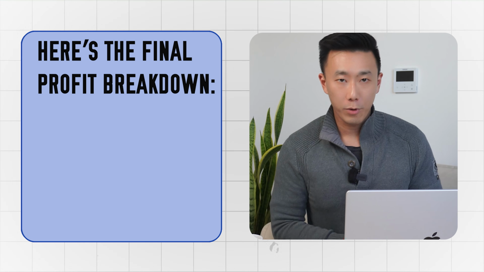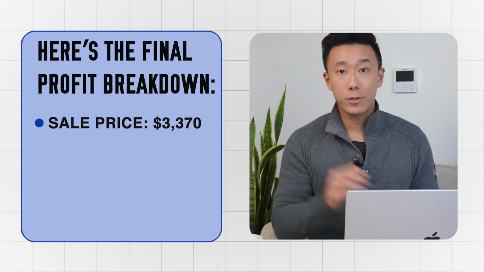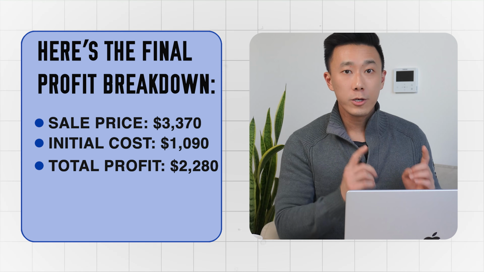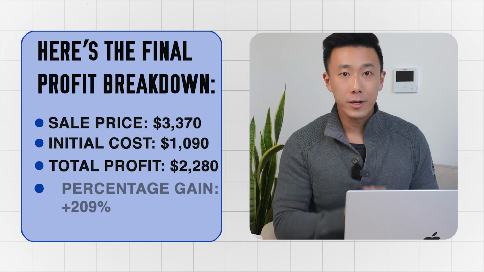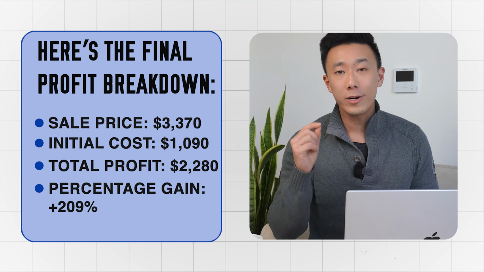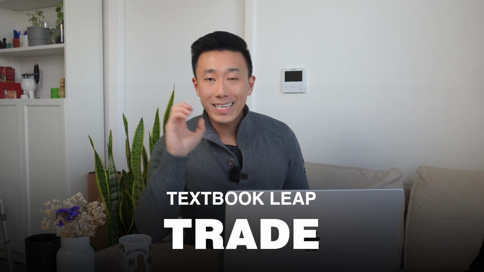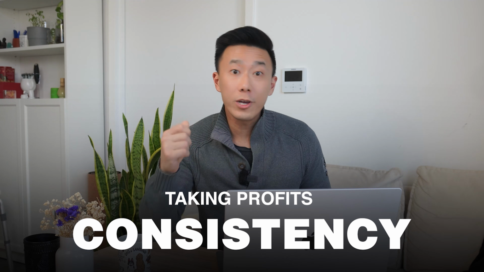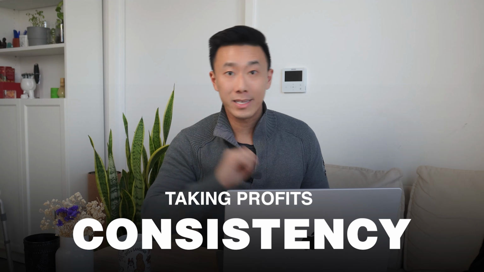Here's the final profit breakdown. Total sale price, $3,370. Initial cost, $1,090. Total profit, $2,280. Total percentage gain, 209%. This was a textbook LEAP trade. I entered with a solid thesis, rode the momentum, and locked in my profits when my target was hit. I could have held it longer and squeezed out a little bit more gains, but taking profits when you hit your target is key to consistent success.